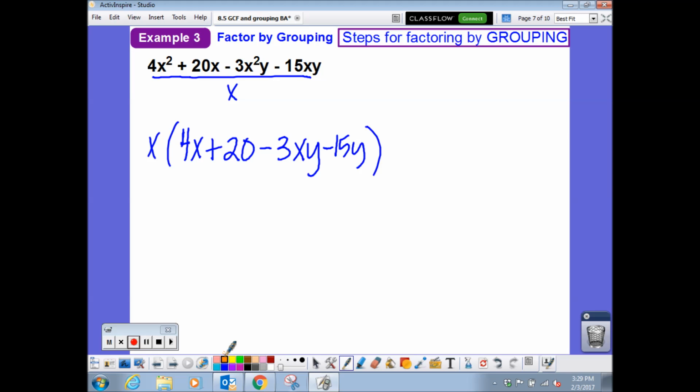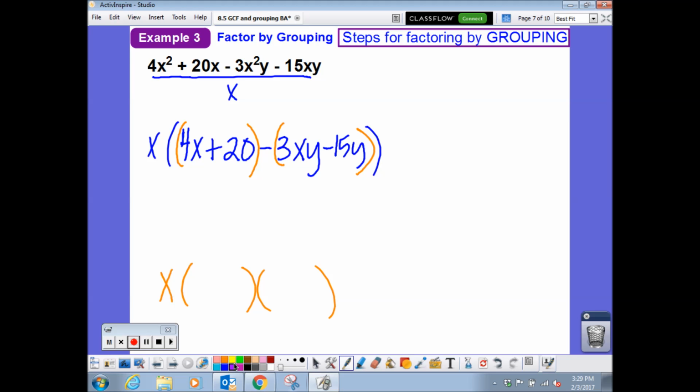Now, when you get it down to 4 terms, we factor by grouping. So I'm going to group the first 2 terms together. I'm going to leave that minus sign in the middle, and then I'm going to group the last 2 terms together. That x that we took out before, that's just going to be part of our answer at the end. So I'm just going to go ahead and put that down at the bottom so I don't forget about it. But for right now, I'm done with that x.